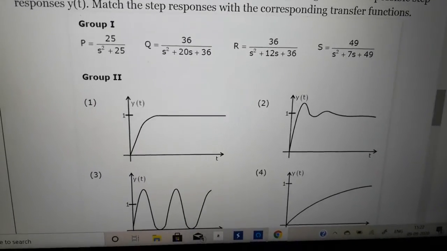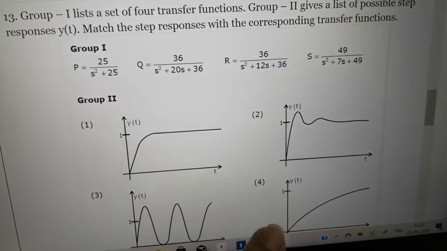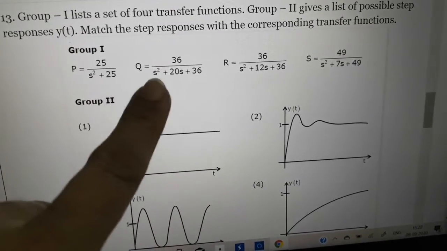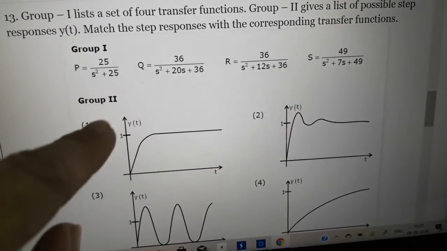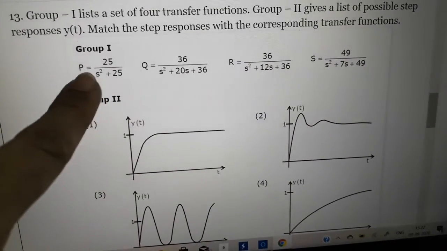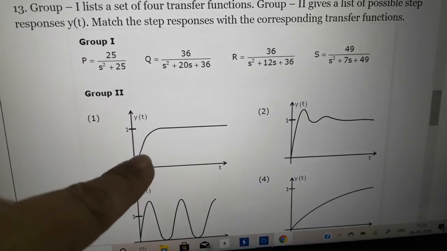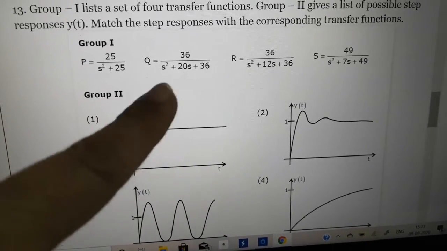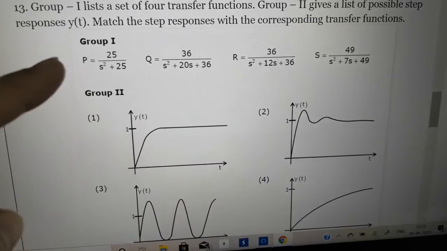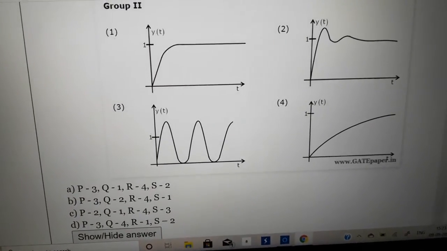Whenever you have to find out such kind of graphs, what you have to do is, from these transfer functions, calculate the value of zeta in each case. So you are going to get 4 values of zeta, and depending on the value of zeta you are going to point out which one this group matches with. So the answers will be in this form.